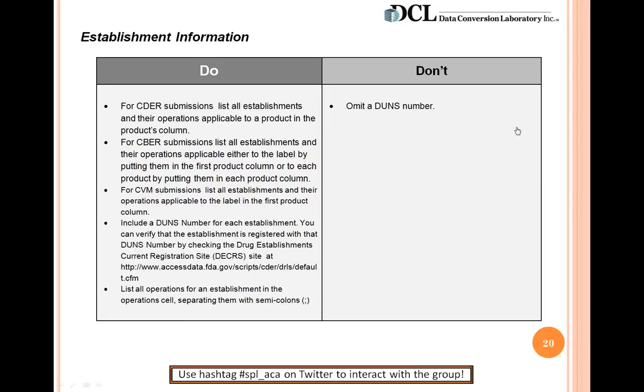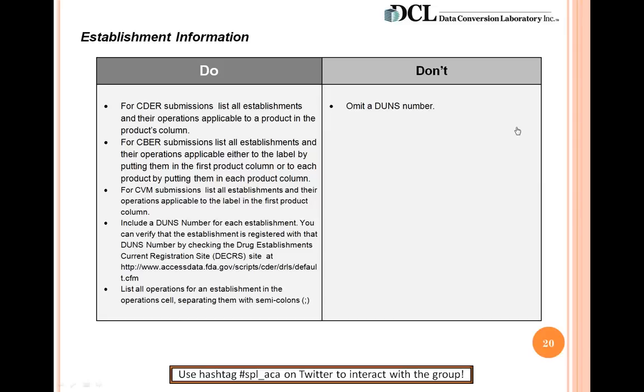If it's a CBER submission, you can do it that way, or you can do it the way you've been doing it all along and just tell them, here are all the establishments that are involved in manufacturing any of the products. For CVM, you cannot do it that way. You must do it the way you're doing it now. They don't want to know establishments by product. If you only have 1 product in the label, there's no issue here. That's very straightforward for you. But if you have multiple products, just be aware that you have to make sure you have the right establishment for the right product. And do include a DUNS number for each establishment.